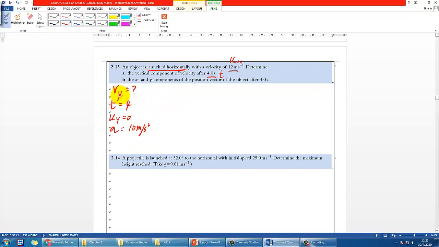And then you want to find Vy. So again, you may want to find an equation. Apparently, I can simply use a equals v minus u over t. So 10 equals Vy minus 0 over 4, and so Vy will simply be 40 meters per second. So that will be part A.